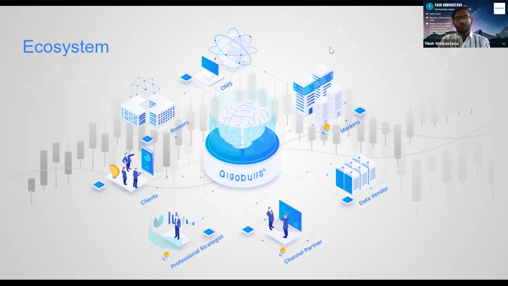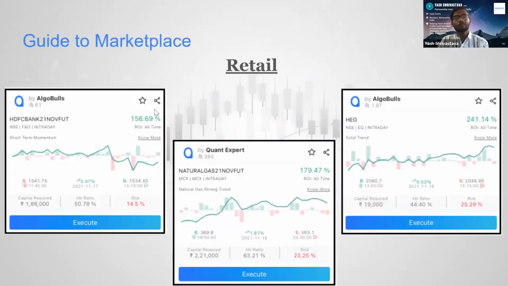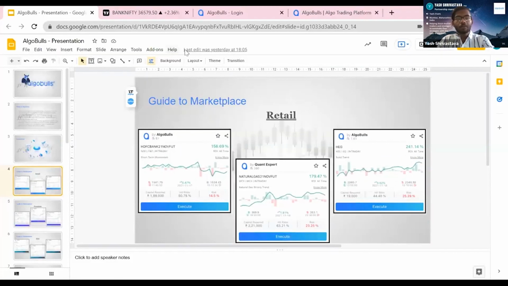Apart from that, I've been talking a lot about the marketplace, right? As you all know, we have a marketplace of 150-plus strategies available, which goes from retail to premium and HNI. But prior to that, I want to show you how trading has been automated and how you can actually automate the trade.